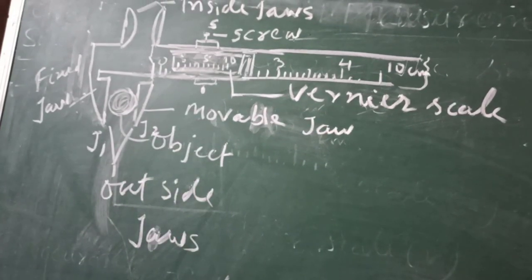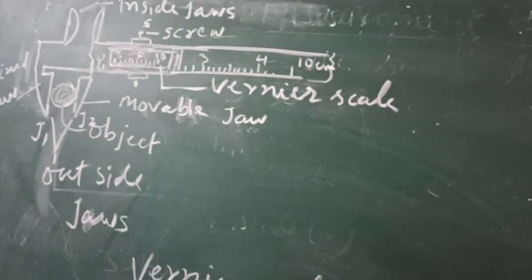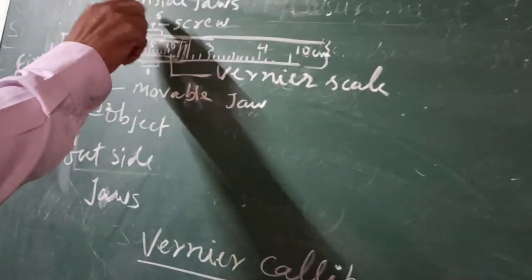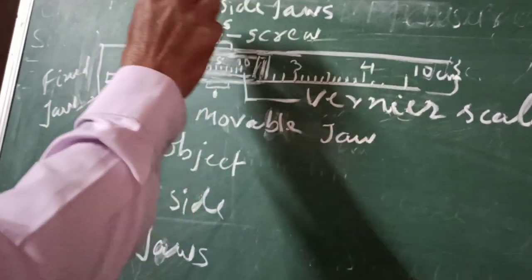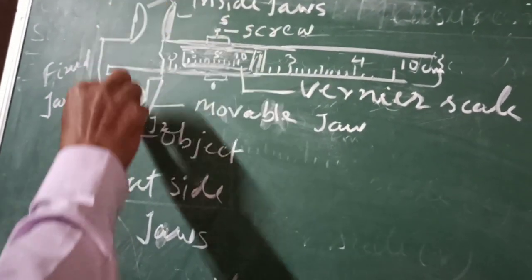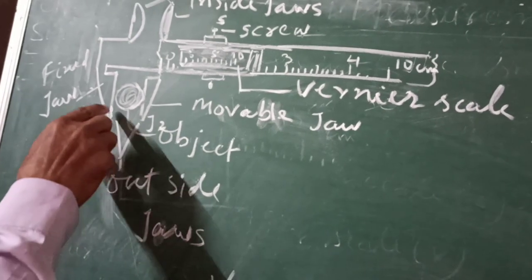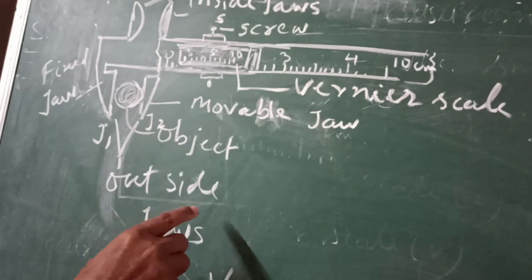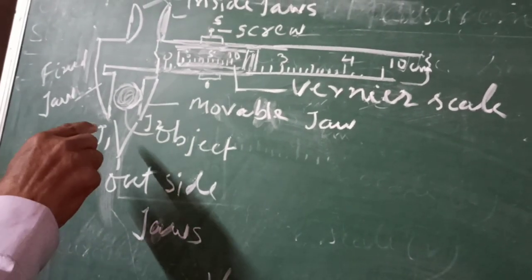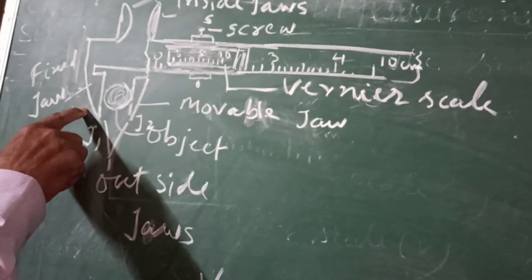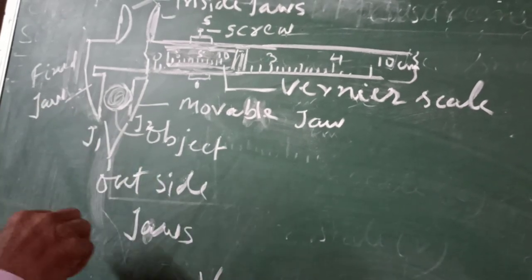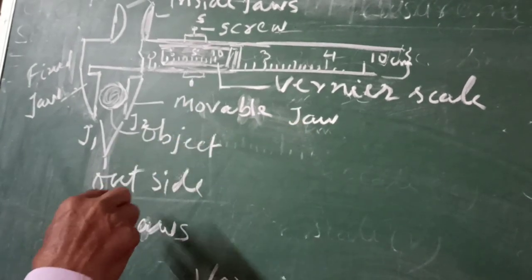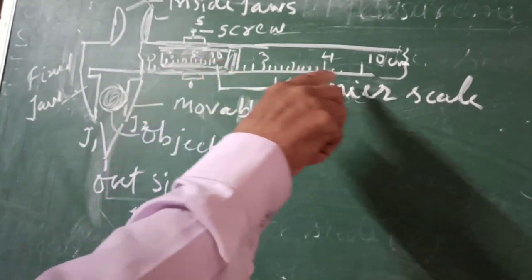It is a figure of vernier calipers. According to the given figure, this is known as the inside gauge and this is known as the outside gauge. J1 is fixed, it is not movable, and J2 is the movable jaw. It can move on the main scale.